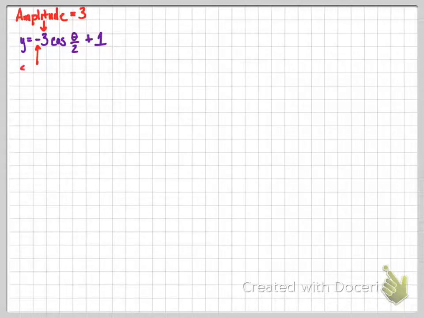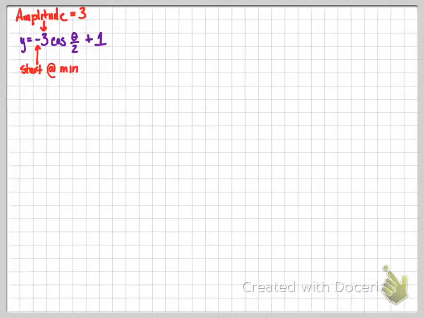So let's say I have y equals, let's make this a little bit more complicated, negative 3 cosine of theta over 2 plus 1. Okay, so we're going to make this as complicated as we can. So now if you notice, there's an amplitude of 3. Okay, and that negative means that my cosine is going to start at the minimum instead of starting at the maximum, because that negative says, flip-flop that maximum and minimum. Okay, so the amplitude is 3. That's my maximum distance from my midline. Okay, that negative says that cosine is going to start at the minimum.